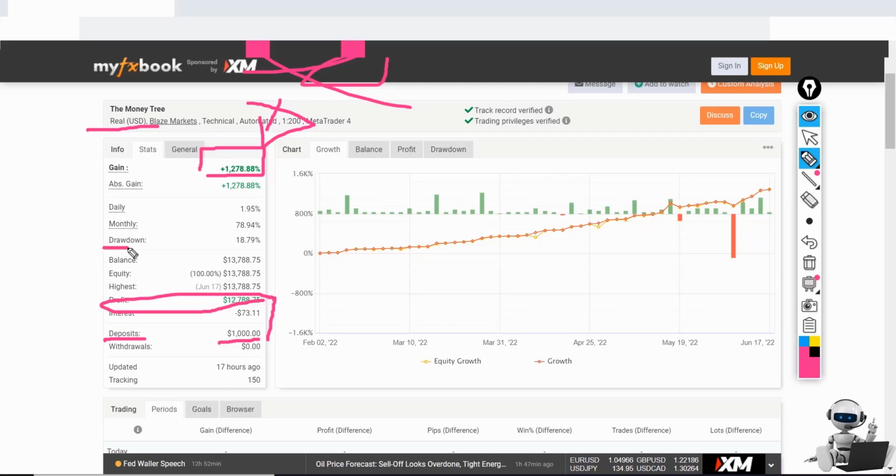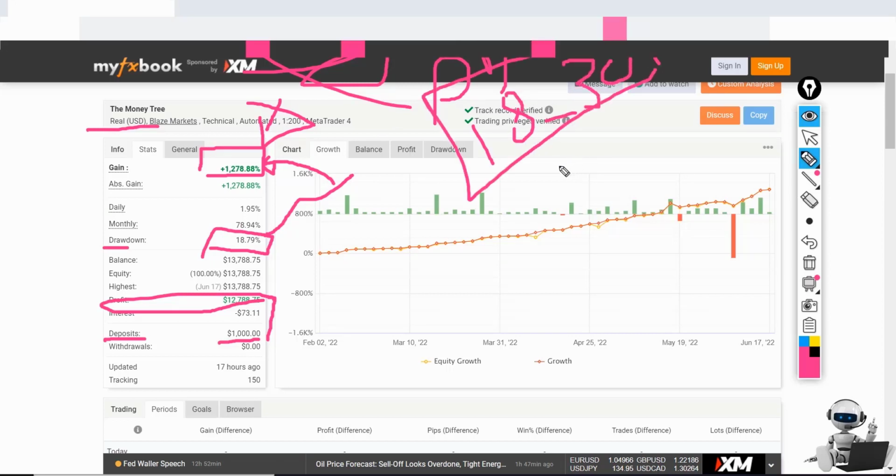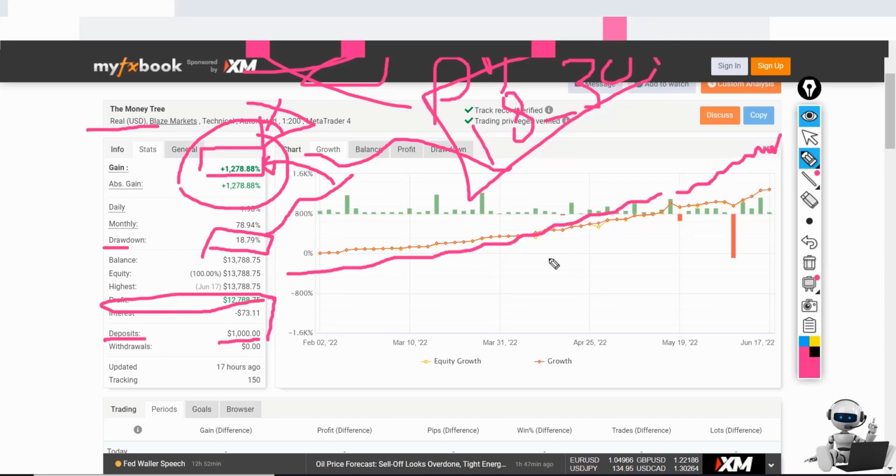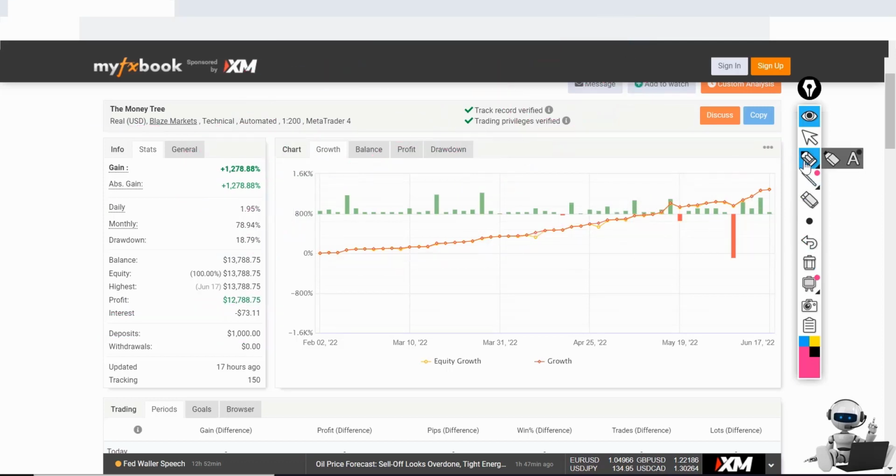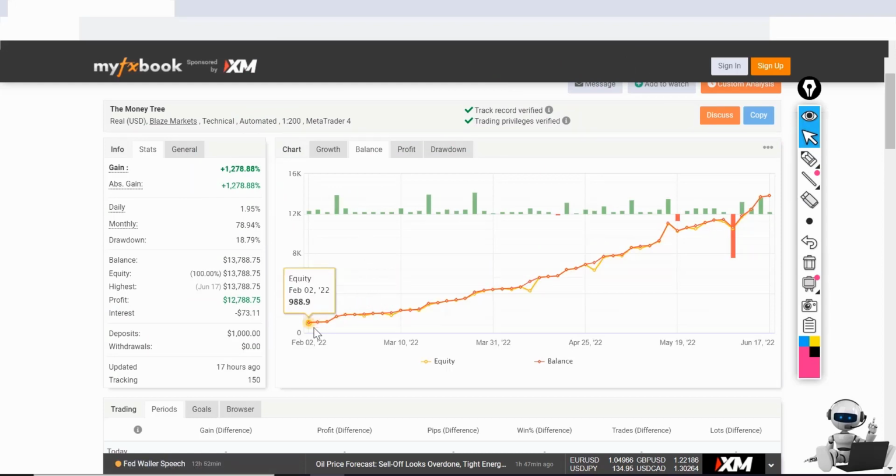So you can see the drawdown is 18%. That is not really bad if you compare it with the result. Even if the drawdown goes from 18 maybe to even 30%, the important thing is we have the gain and the profit. You can see the line is quite linear and it is going up smoothly. We can see the balance was only equity 988, maybe 1,000 here, and you can see the increase from February until June. That is almost 5 months, I think, of trading.